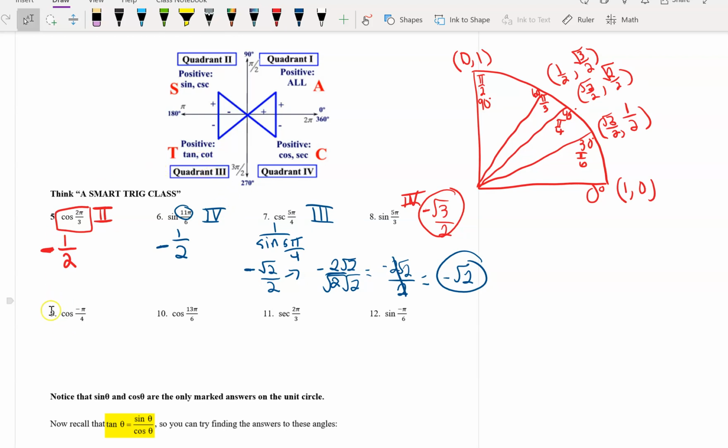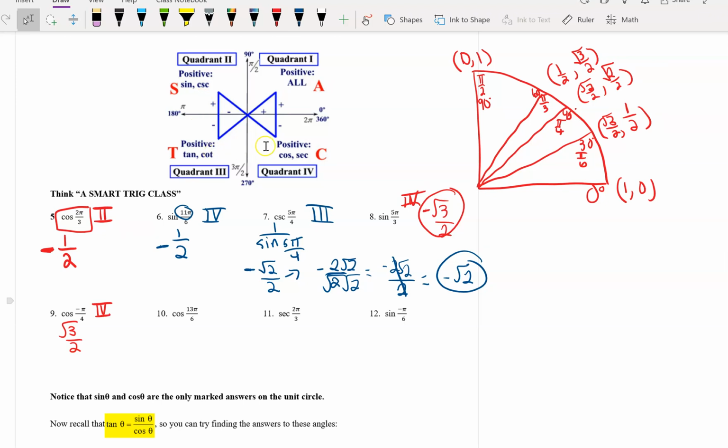All right, number 9, we have cosine of negative pi over 4. So we're just going to find cosine of regular plain old pi over 4, and so that's going to be here. Cosine is your x coordinate, so it's going to be root 2 over 2. But then think a smart trig class. Oh, sorry, I should have said negative pi over 4 is just going to be going the other way around the circle. Instead of going counterclockwise, we're going clockwise. So that's going to put us in quadrant 4.